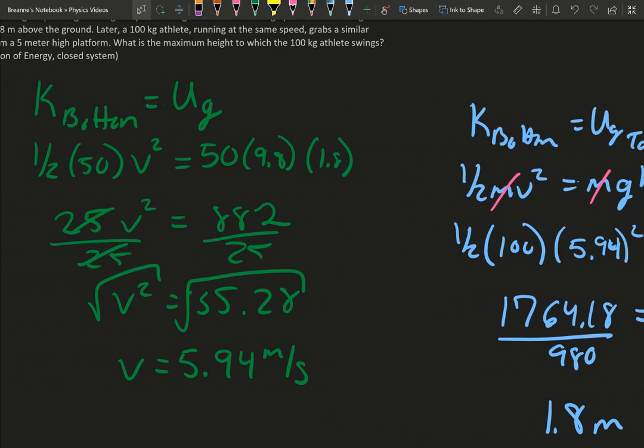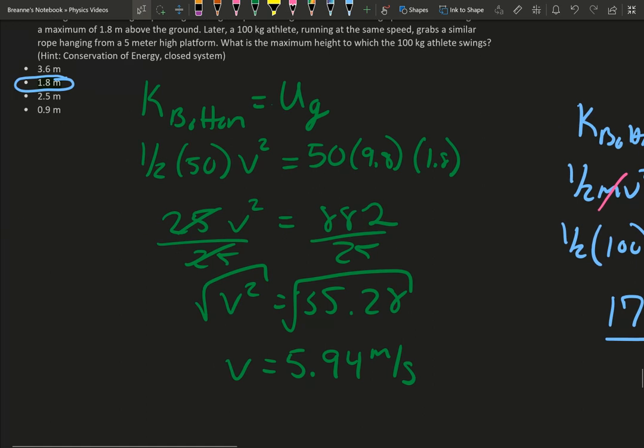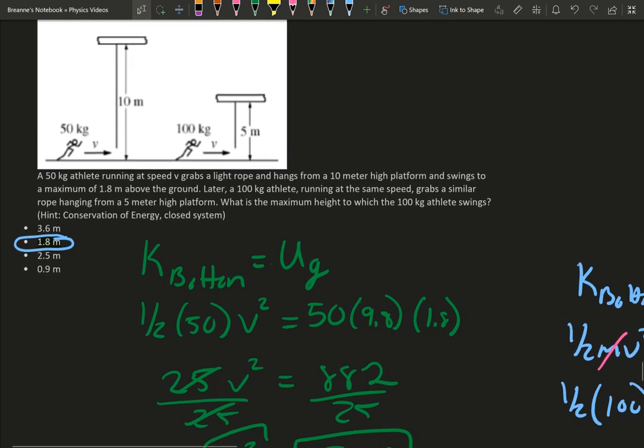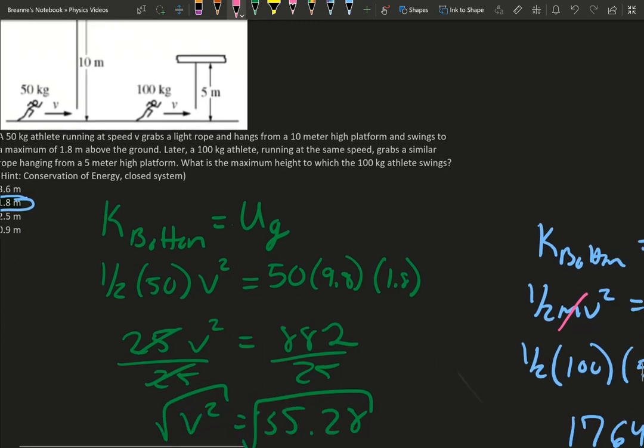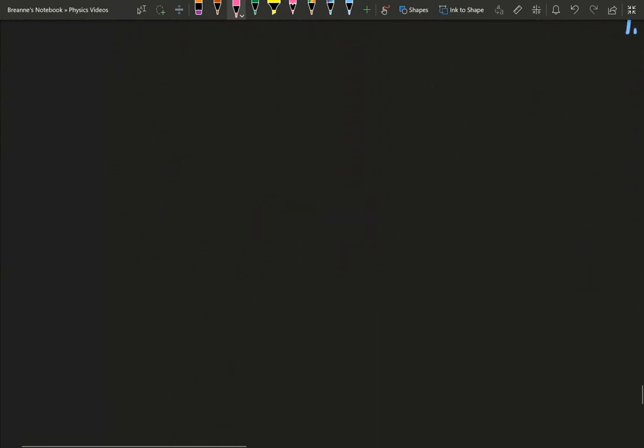So you didn't necessarily have to do any of this math. You could just say, it's the same. If velocity is the same, then your height has got to be the same. It doesn't matter how high up the platform is, because you're only allowed to put that much energy into it. So there you go.